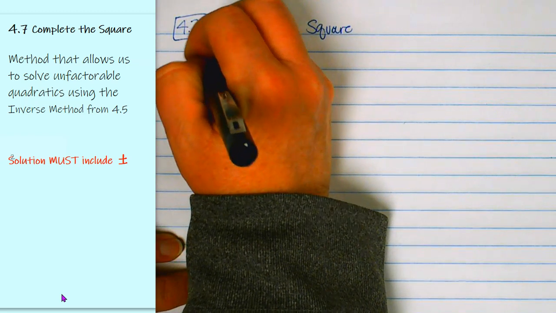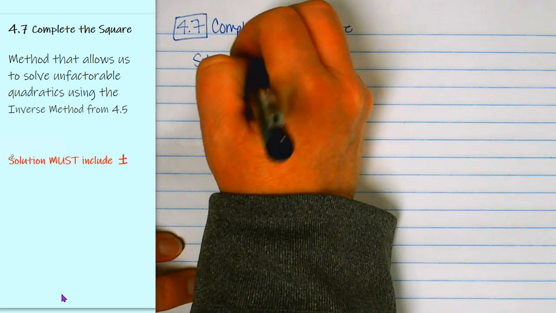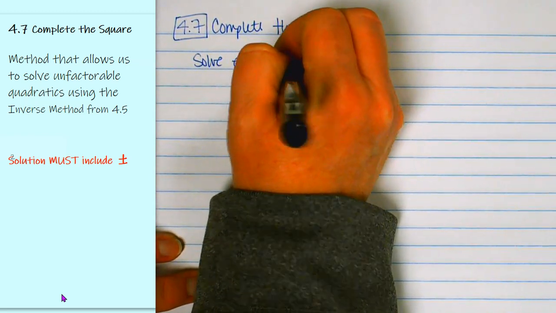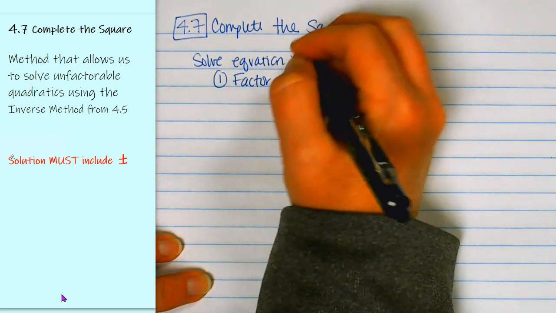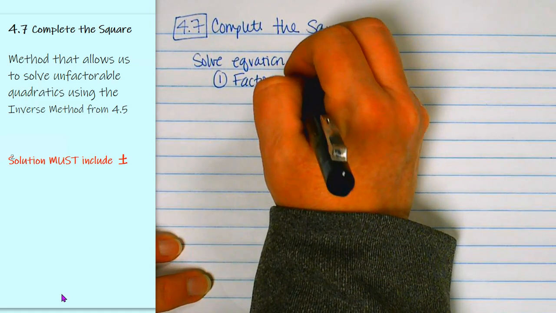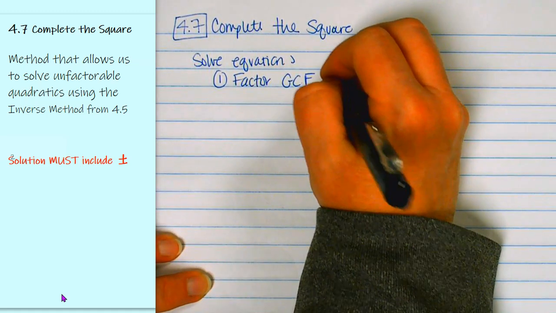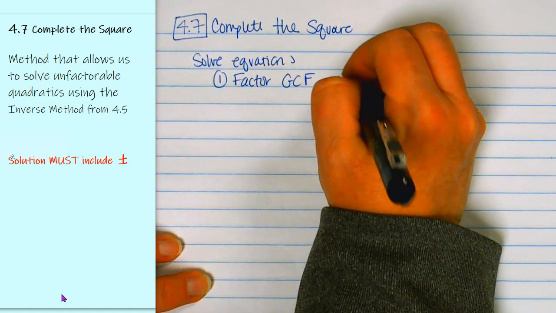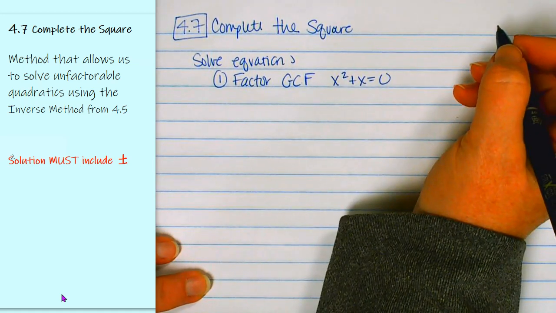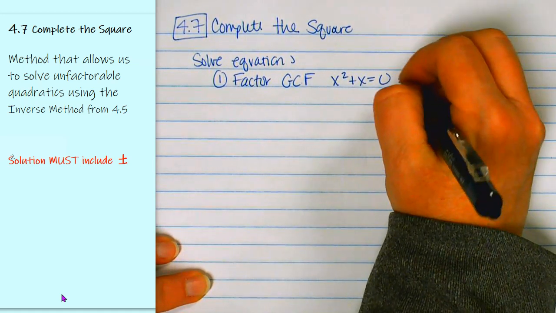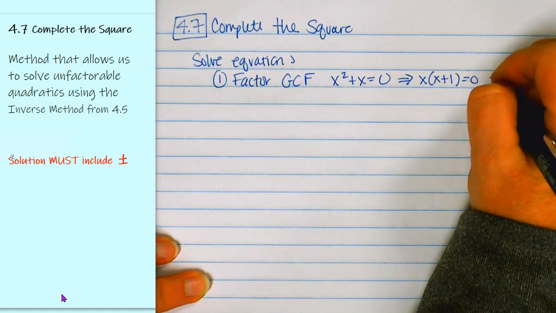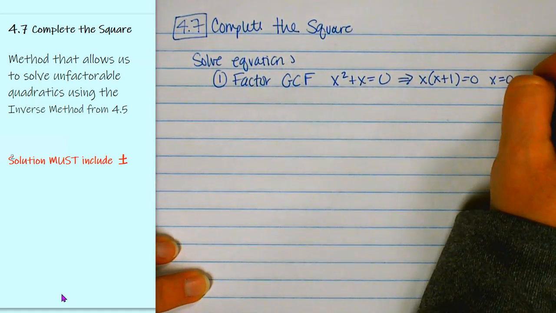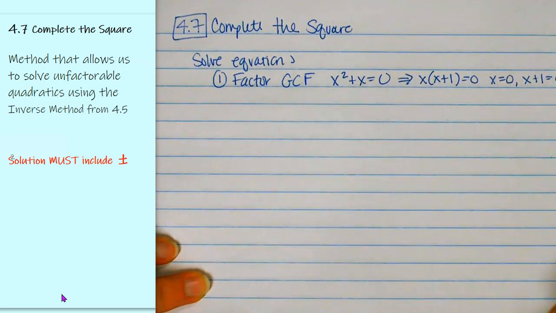So solving equations, we know method 1 is to factor. And we know how to factor greatest common factor, like x squared plus x equals 0. That's going to be x times x plus 1 equals 0. And then we have two tiny equations, x equals 0, x plus 1 equals 0, and we solve from there.